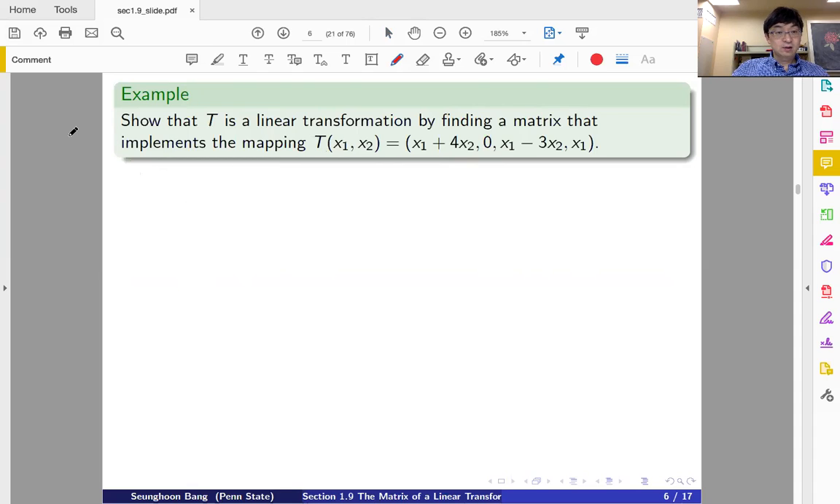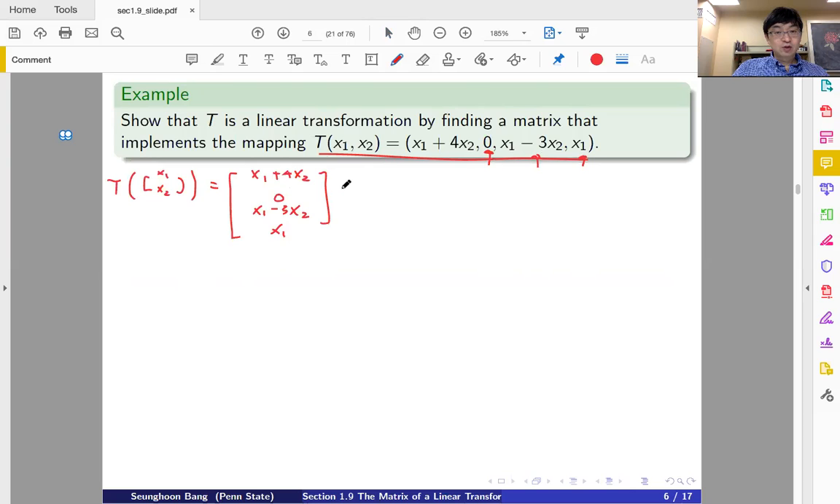You can write this linear transformation a little bit differently. This is T of (x1, x2), and you can change it to matrix form. Exactly the same: the first entry is x1 + 4x2, the second entry is 0, the third entry is x1 - 3x2, and the last entry is x1.